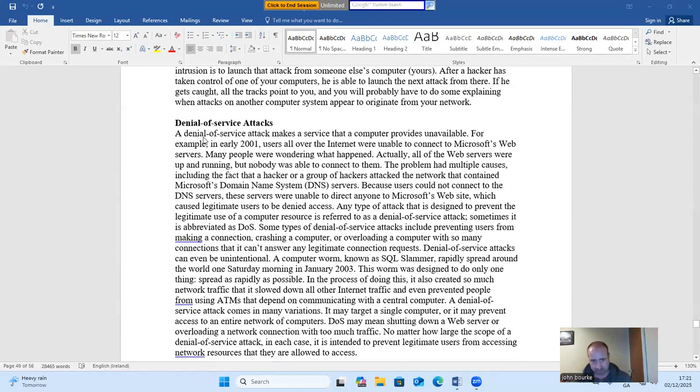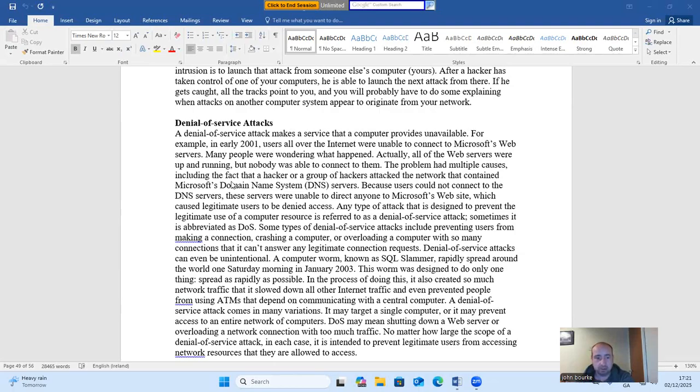Denial of service attacks. A denial of service attack makes a service that a computer provides unavailable. For example, in early 2001, users all over the internet weren't able to connect to Microsoft's web servers. Many people were wondering what happened. Actually, all of the web servers were up and running, but nobody was able to connect to them.